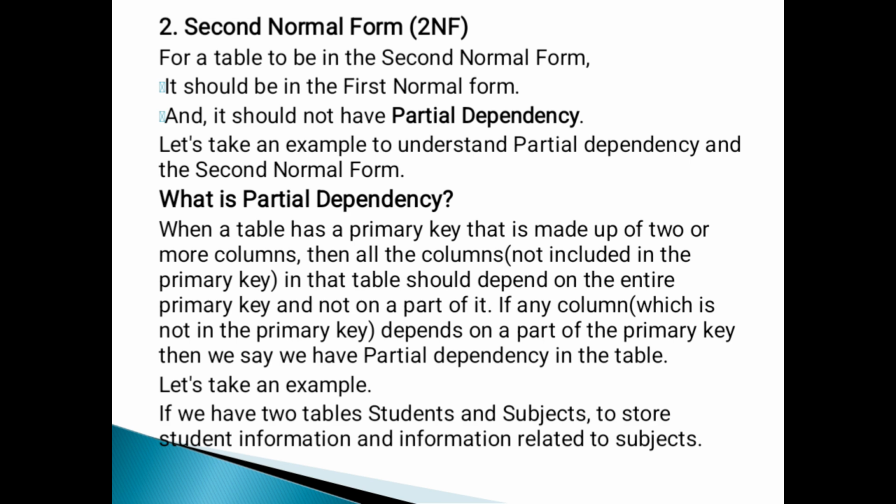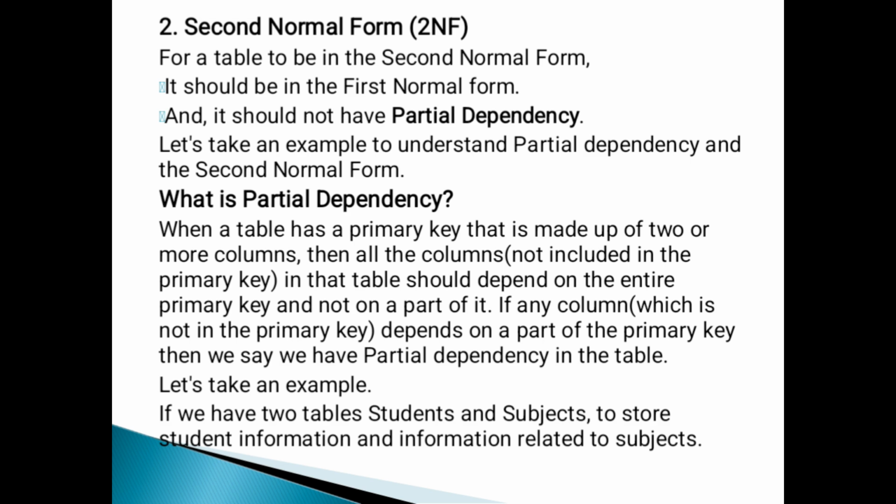What is partial dependency? When a table has a primary key that is made up of two or more columns, then all the columns in the table should depend on the entire primary key and not on part of it. If any column depends on a part of the primary key, then we say we have partial dependency in the table. Let's take an example.